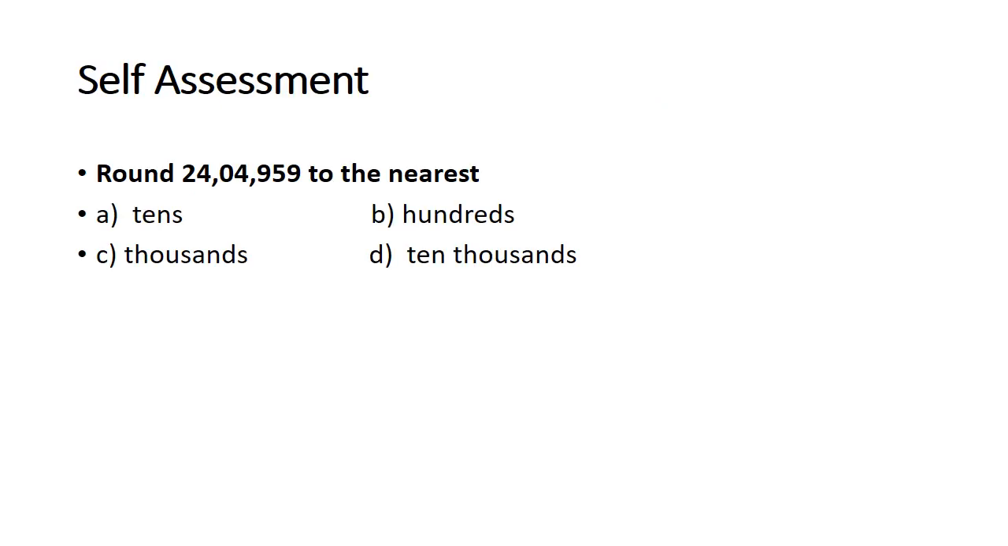Children, now you have learned to round off a given number to different places. You should be able to give the rounded numbers for 24,04,959 to the tens place, hundreds place, thousands place, 10,000s place yourself. You should not take anybody's help. Suppose if you could not give the rounded number, watch the video once again and solve the sum, write the rounded number yourself.